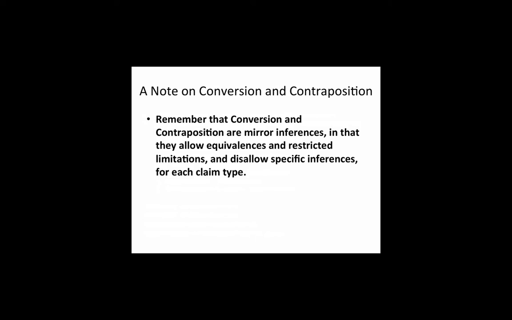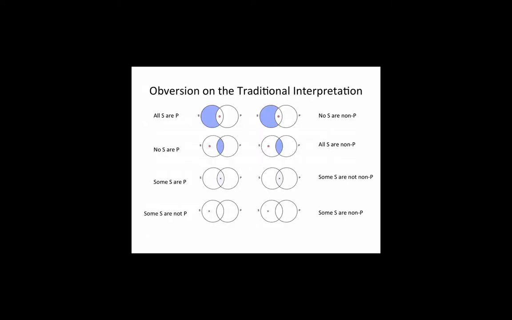Let's look at this literally by way of Venn diagrams. So obversion, as you can see, is valid for all four claim types. Why is it valid for all four claim types? Well, notice that the obverted claim is visually the same as the original. Pause for a moment and look at each diagram.